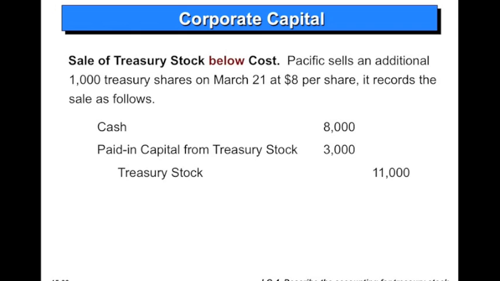Now Pacific sells an additional 1,000 treasury shares on March 21st at $8 per share, and it records the sale as follows. So there's cash, and the debit goes now to 8,000 because you're reducing. You sold 11,000, but now you only got $8,000 in cash, so the difference goes to paid in capital from treasury stock. So paid in capital from treasury stock is like your profit or loss account that stores the difference between your cost and what is now the sale price. Okay?